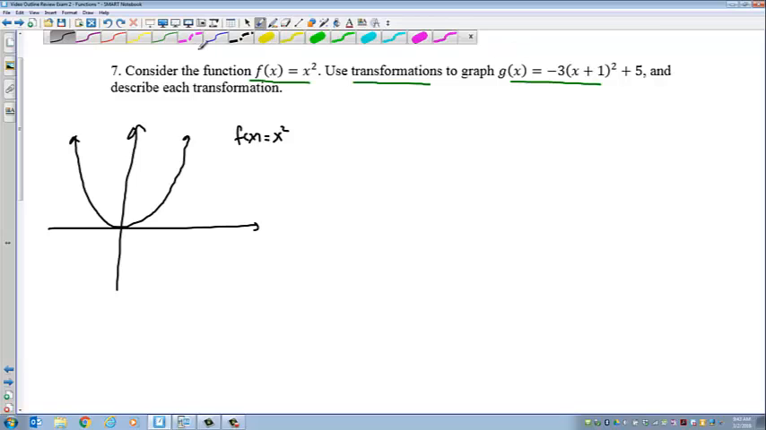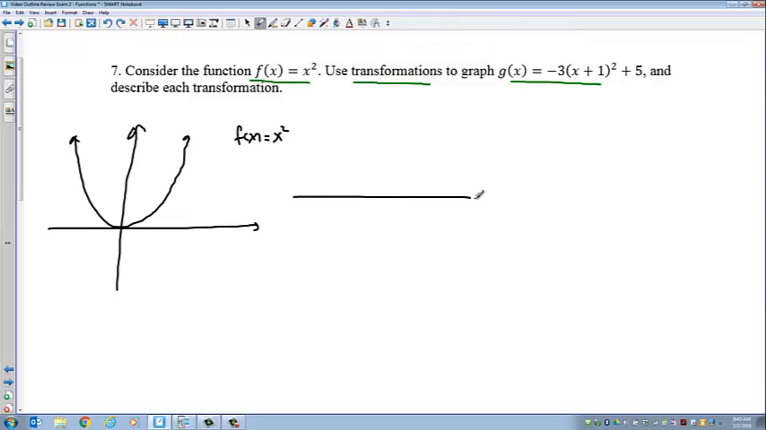All right, so let's do this. So the first transformation is basically, in some sense, you're adding 1 on the inside. So remember, when you do the thing on the inside, you do the opposite. So this is a horizontal shift because it's on the inside. And I want to say to the right, but it's to the left. So this is a horizontal shift to the left 1 unit.